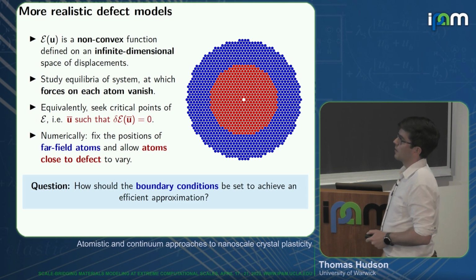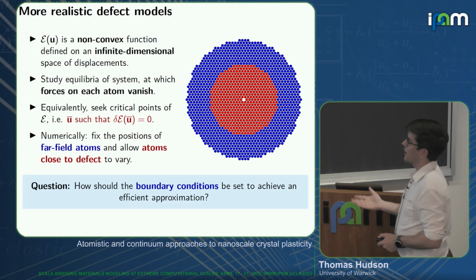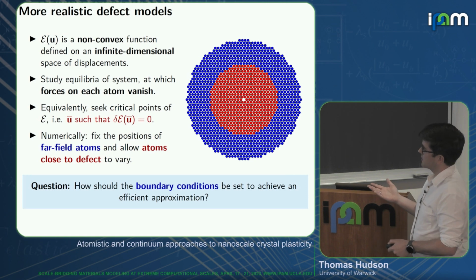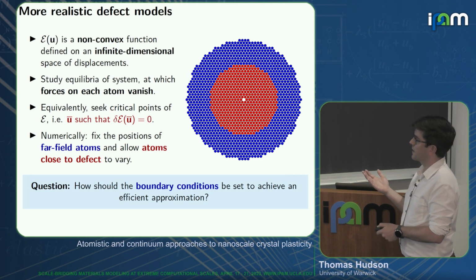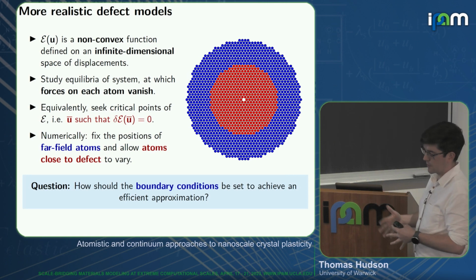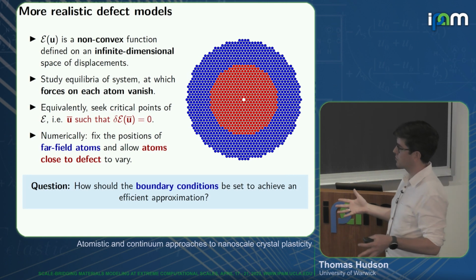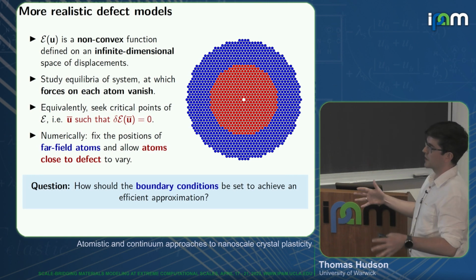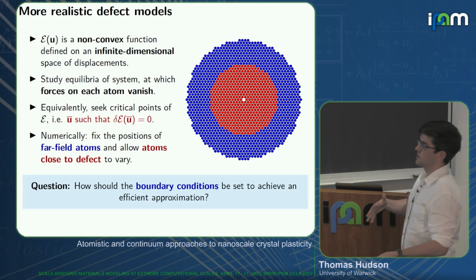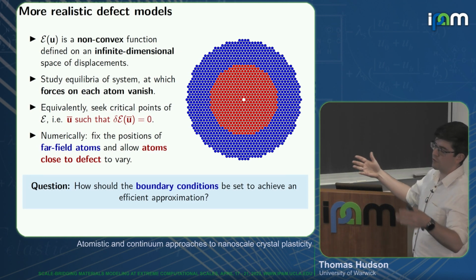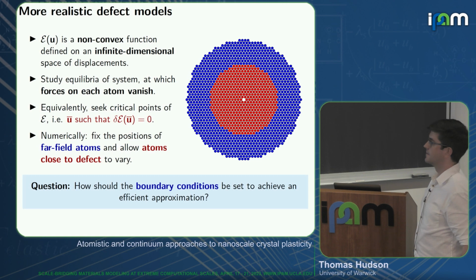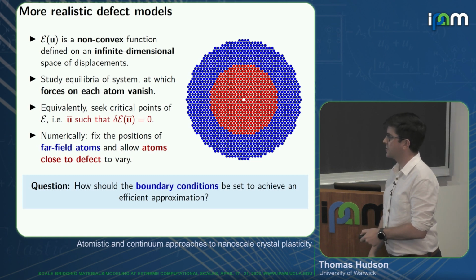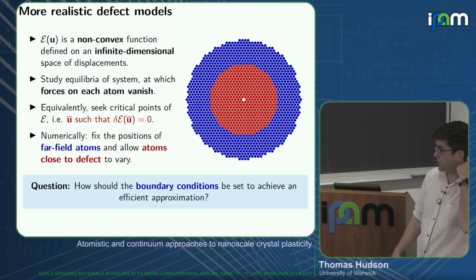And so one way to do that is to fix the atoms at the boundary and allow the red atoms inside to vary and relax. Because we obviously can't solve the infinite dimensional problem, but we can start to think about what happens as I take this red region larger and larger. Do I actually converge to something? Am I close to the kind of ground truth of the infinite lattice or not? And we can ask, how should the boundary conditions be set to achieve an efficient approximation?